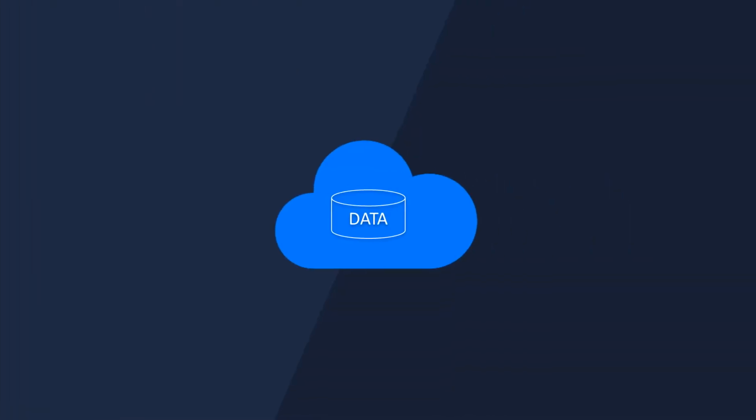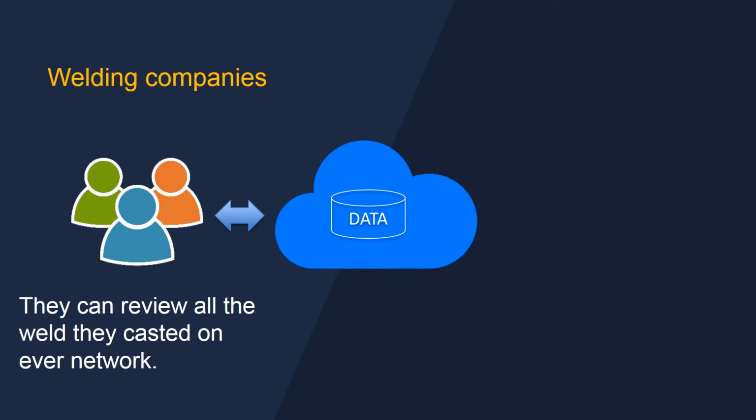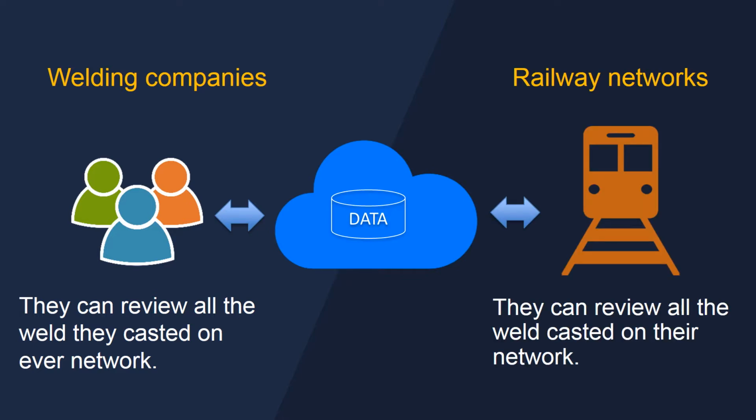There are two kinds of operators on PANDROL Connect. First, the welding companies. They can create welds and review any data about a weld they have cast, or a weld cast by another company if they were the client. And then, the railway networks, who can review any weld cast on their network. If a railway network has welding teams, a welding company belonging to the network will be created.